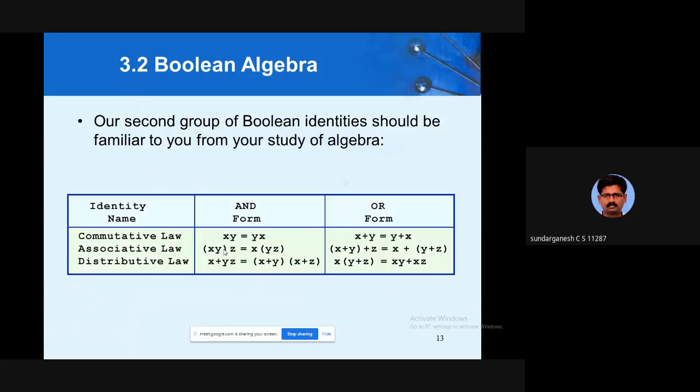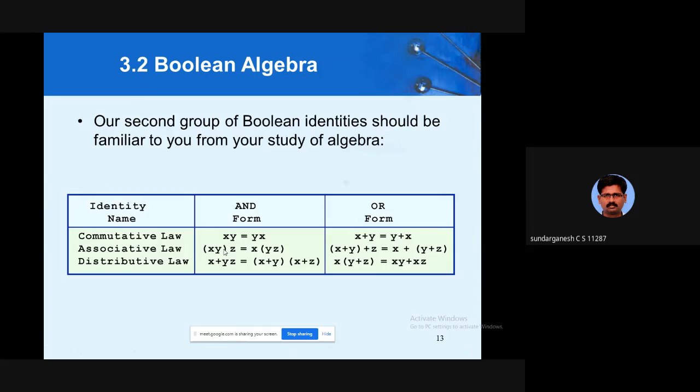The second group is commutative, associative and distributive. Commutative means you can change the order of the variables. xy equal to yx, and similarly x plus y equal to y plus x. This is commutative law.